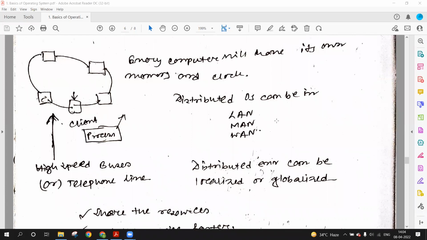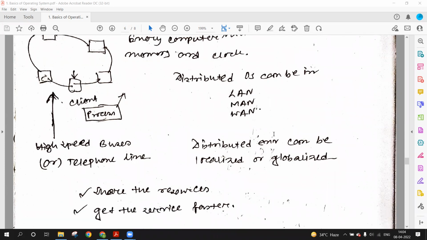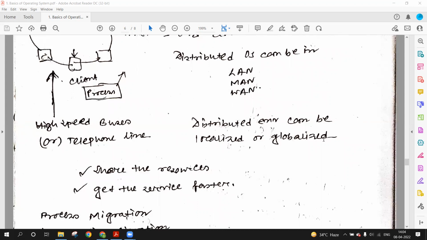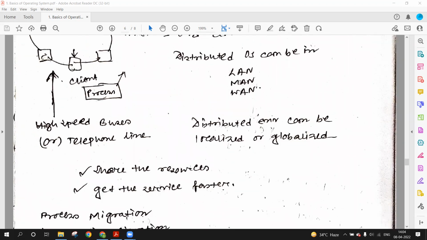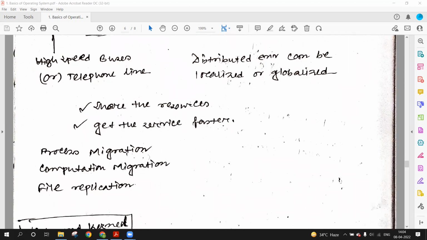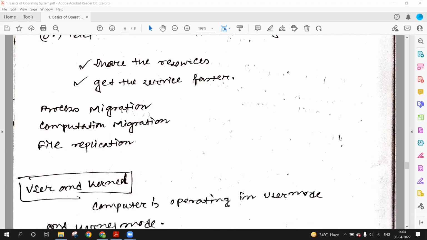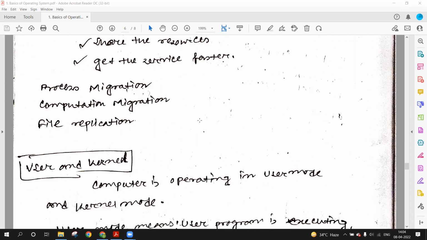Distributed operating systems can be in a local area network, MAN, or wide area network, using high speed buses or telephone lines. A distributed environment can be localized or globalized. Localized, so we can use it in a local area network, and globalized, so a wide area network. The main features are that it shares resources and gets the service faster, and it is also helpful for process migration, computation migration, and file replication.